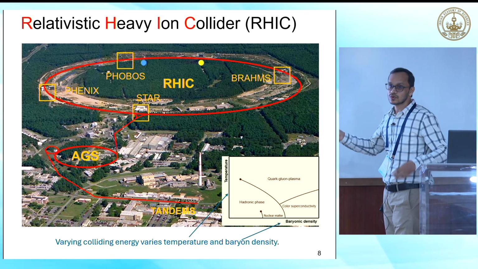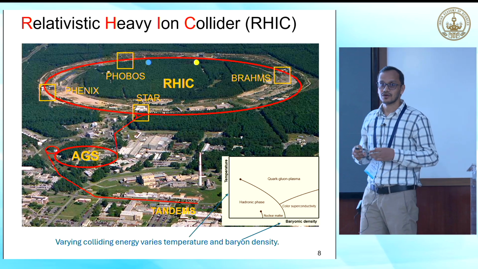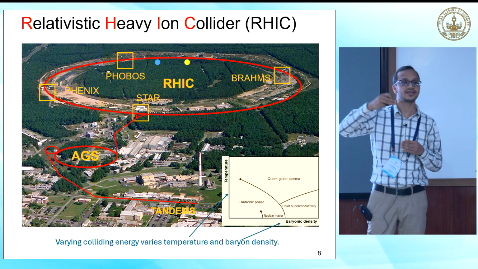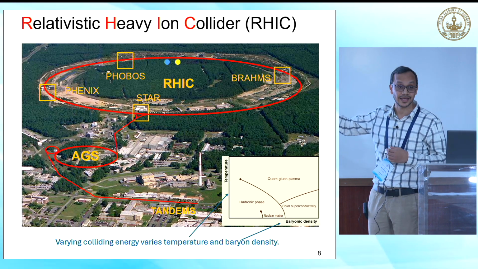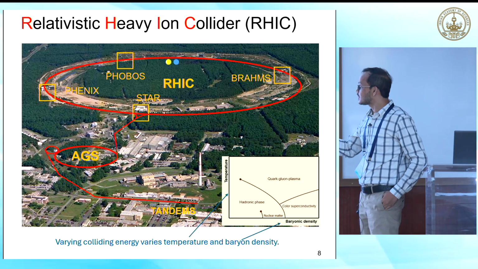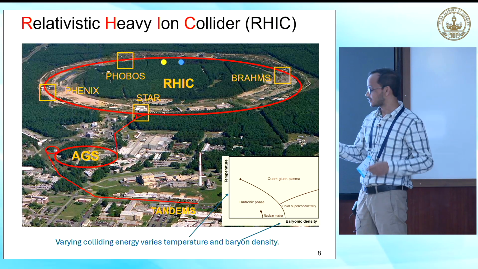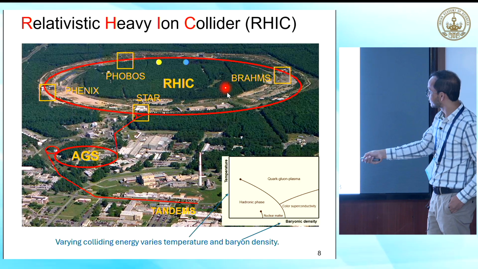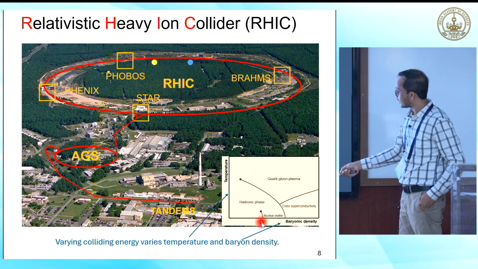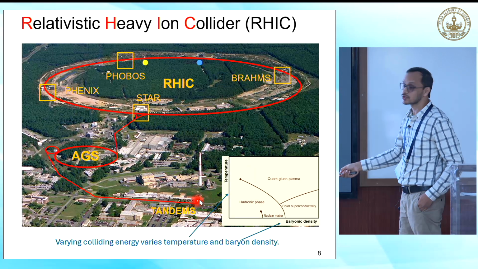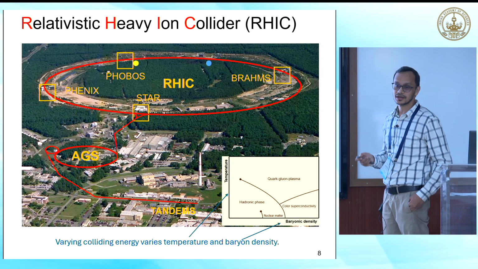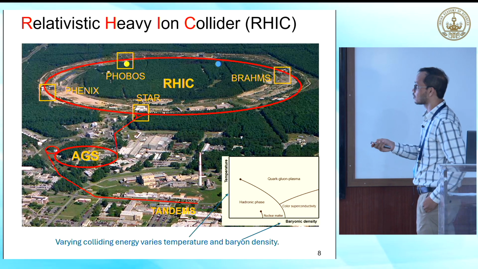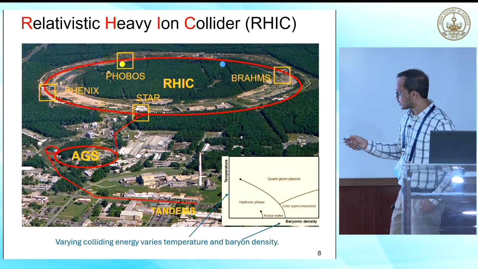So what we do, this colliding energy we can vary. The maximum colliding energy, the center of mass energy, is 200 GeV in this accelerator. If we vary the colliding energy, we can vary the temperature and baryon density in this QCD phase diagram. So you can probe the QCD phase diagram by varying the colliding energy. So this is the STAR collaboration.